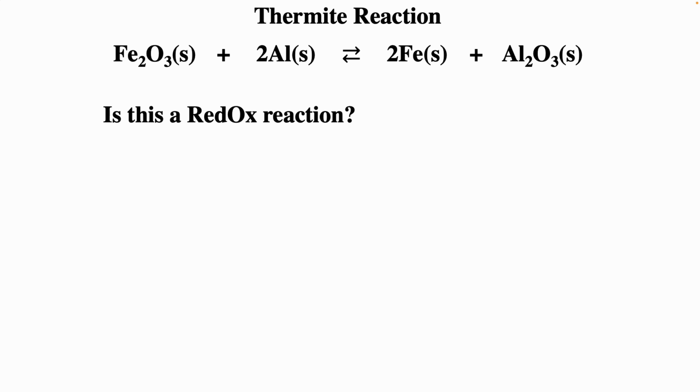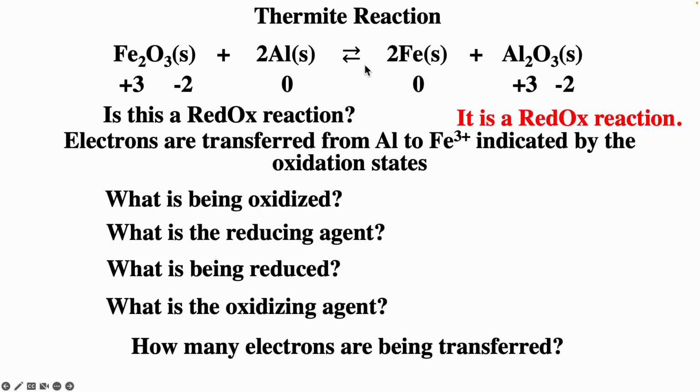So we can look at a different reaction. Is this a redox reaction? Remember, it's a redox reaction as long as there's a change in oxidation state. And so aluminum is going from 0 to +3. And so this must be a redox reaction. The iron is going from +3 to 0.